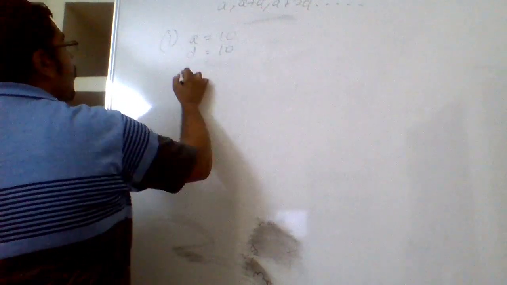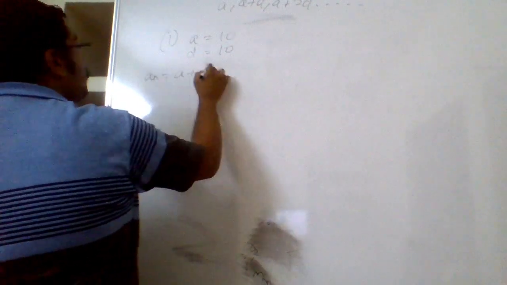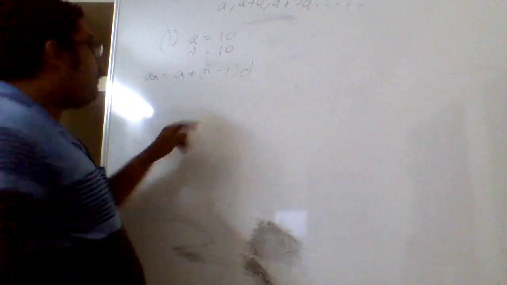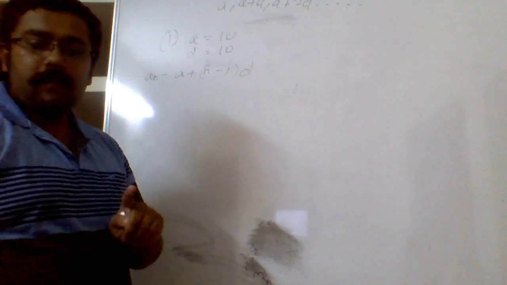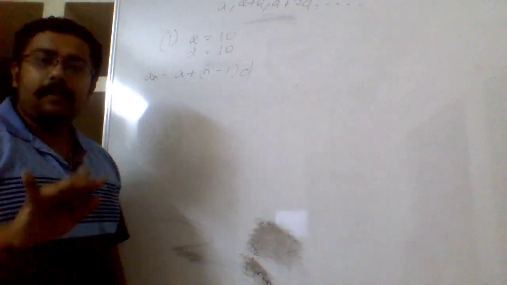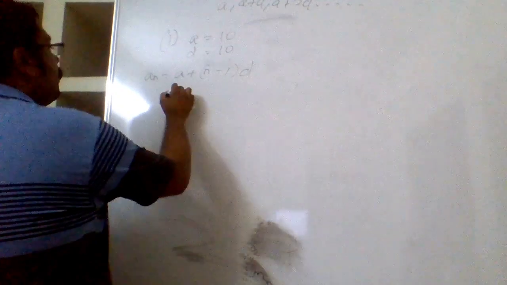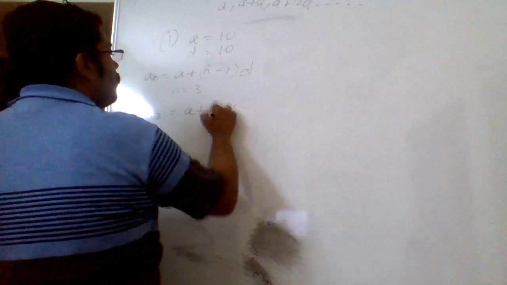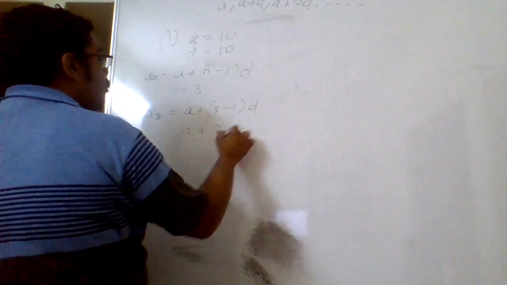So you know the general formula is An is equal to A plus (n minus 1) into D. This is called the nth term of an AP. Now we found out the first two terms. First term is 10, second term is 20. The third term you have to find out. Third term means you should put n is equal to 3. So put n is 3 over here. A3 is equal to A plus (3 minus 1) into D. So it will be A plus 2D.